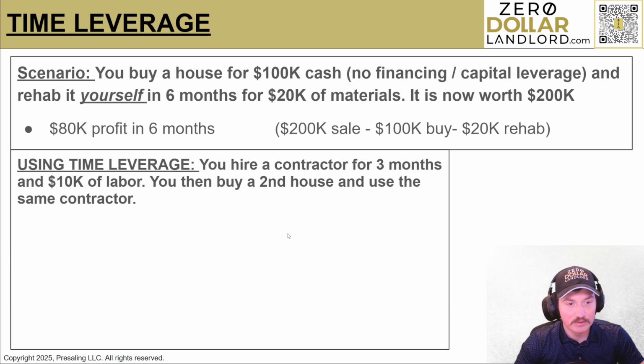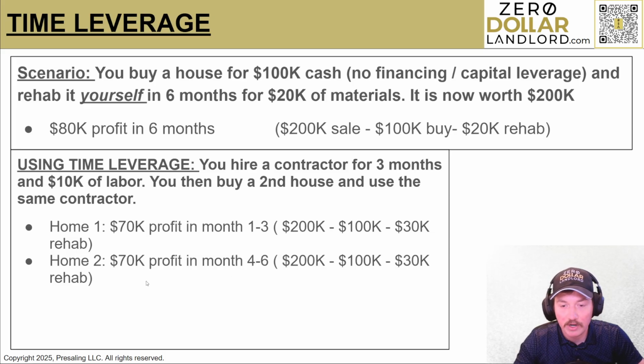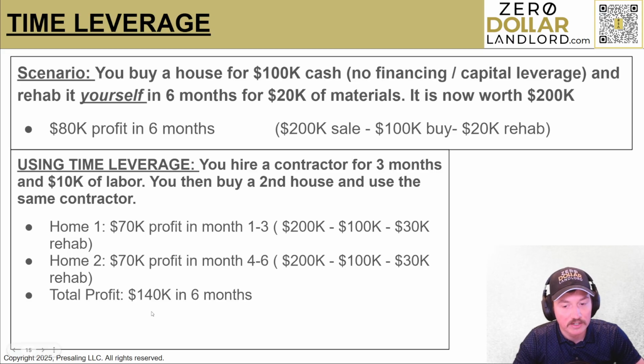If we use time leverage instead, we're going to use somebody else to speed up the time frame. We're assuming they can do the same quality and everything else, just a little faster. So they're going to do it in 3 months, and they're going to charge you an extra 10K for the labor. And then you can buy a second house using the exact same contractor. So 70K profit month 1 through 3, 70K profit month 4 through 6. What's the result? 146K in 6 months.